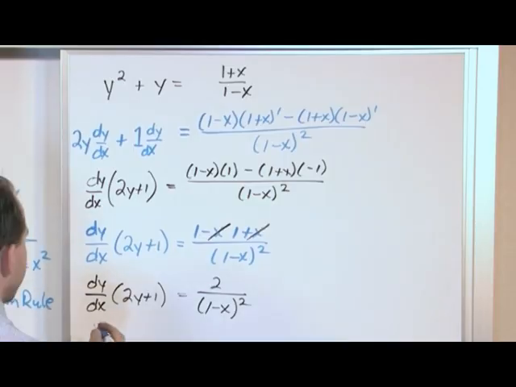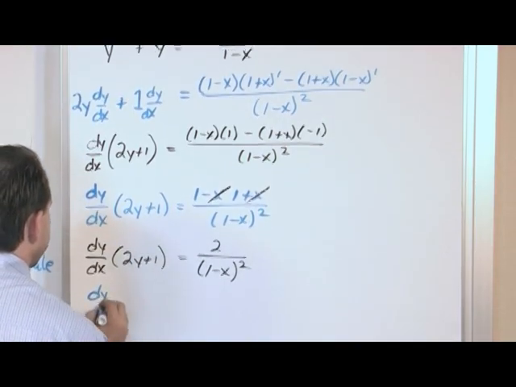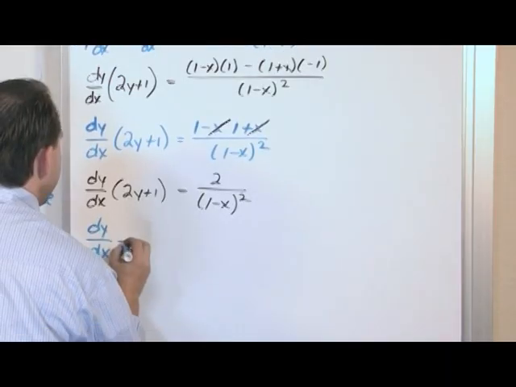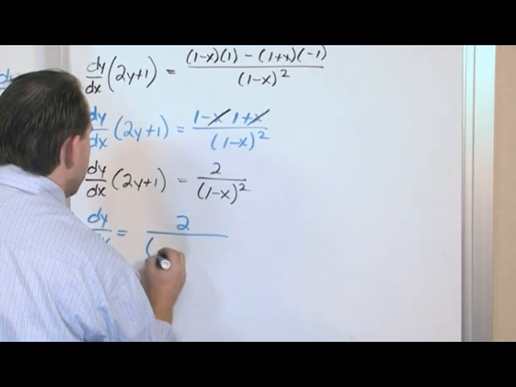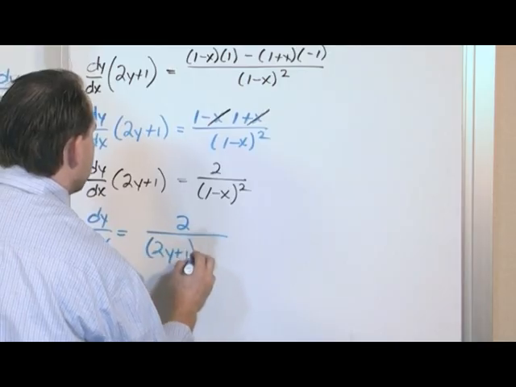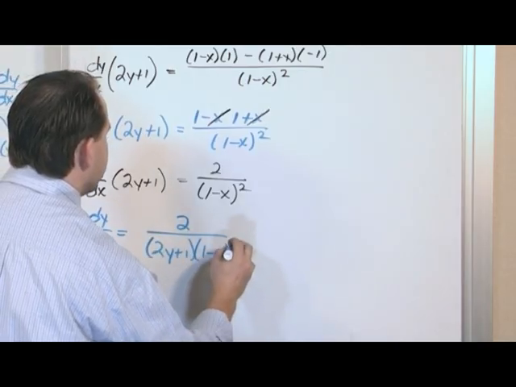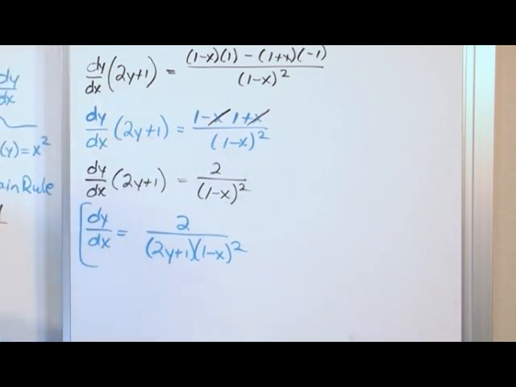So to finish this guy up, we'll just solve for dy/dx. And we're dividing here, so what we're going to have is 2 over (2y plus 1)(1 minus x) squared. And that's the answer. 2 over (1 minus x) squared times (2y plus 1), which is exactly the answer.